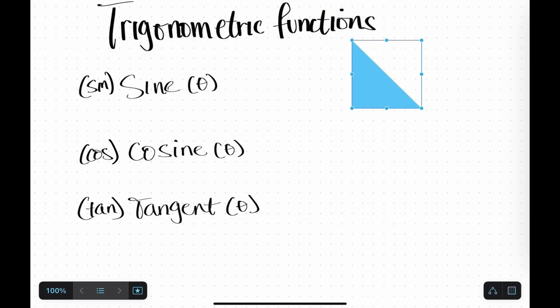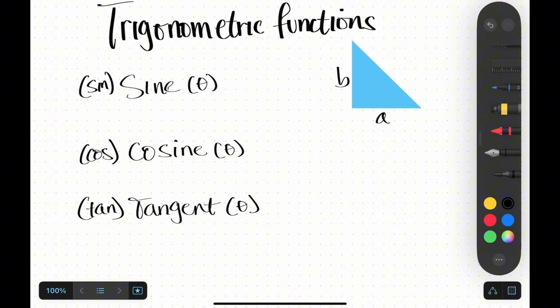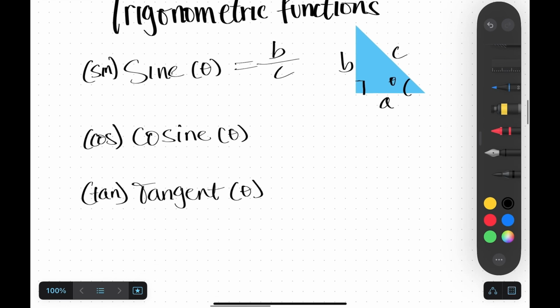Let's get a triangle for visualization and label our sides and an angle, theta. Using the theta in our triangle diagram, the sine of theta is equal to the length of the side opposite theta divided by the length of the hypotenuse. In other words, B over C. The cosine of theta is the length of the side adjacent, which means beside, to theta, divided by the length of the hypotenuse, so A over C.